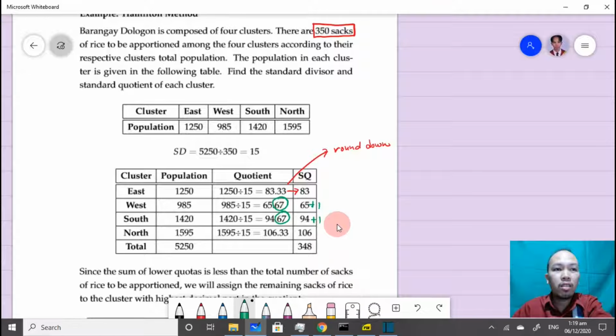So that's how you are going to use the Hamilton method. But what happens if, for example, this is 349, and there are only 2 quotients here that have the same decimal remainder?